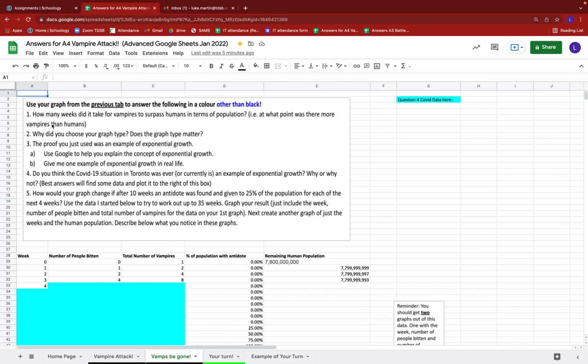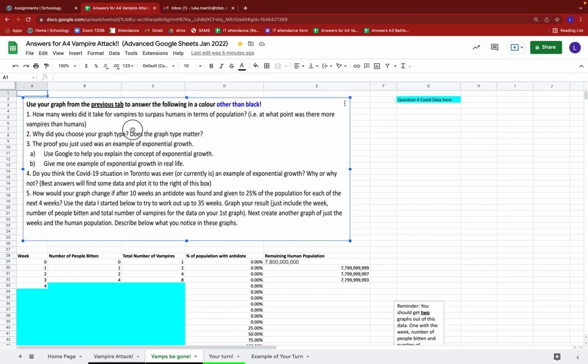So first of all, you have to answer the questions from above, and the data that you see here at the bottom is for question 5, which I'll get to in a minute, and the part over here that you see in blue is for question 4. The first 3 questions have to do with the tab before this, the vampire attack, so make sure you complete the vampire attack tab before you try to do this.